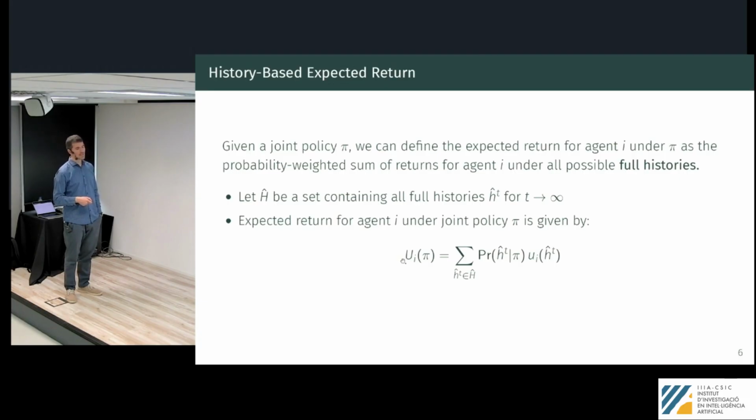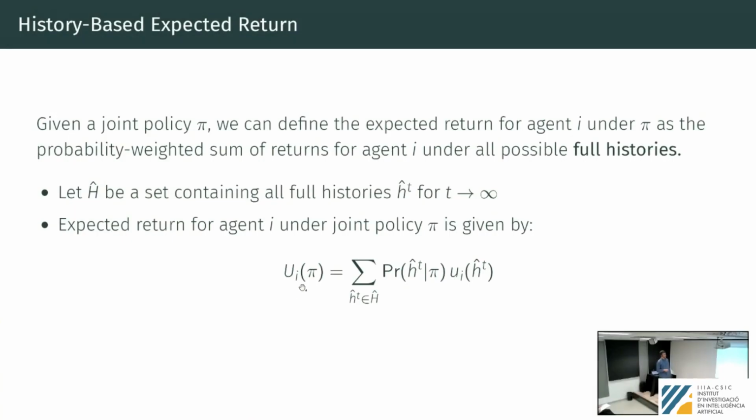Yesterday, we used lowercase u to just have one individual sample return. And the uppercase U describes the expectation of the returns. This is for a particular agent i, when every agent uses their policy in this particular joint policy. And so it's defined as summing over all the possible full histories. These are all the possible trajectories that the world could have.